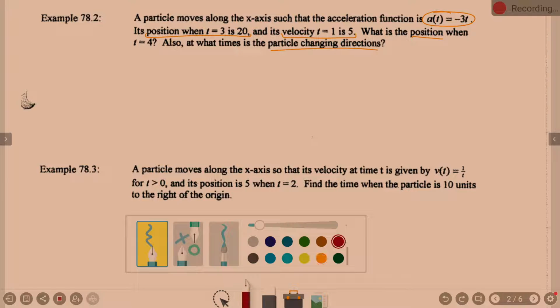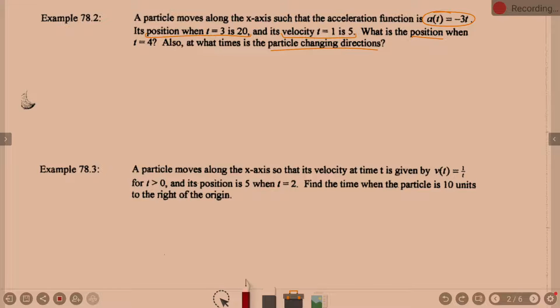Well, you know where we're starting, yes? A of t equals negative 3t is our starting point. That's what we're provided, yes? So what do we find once from the acceleration? Yep. We're going to find the integral of acceleration, and that's going to provide us with velocity.